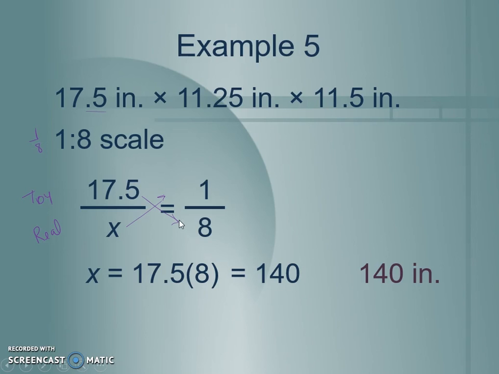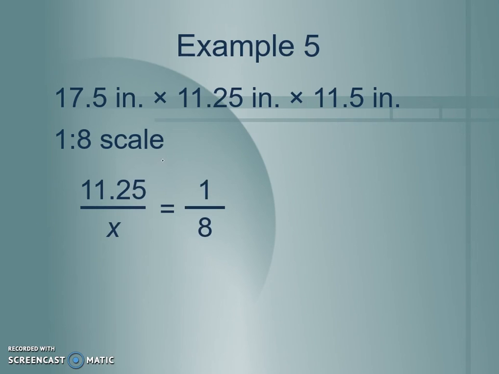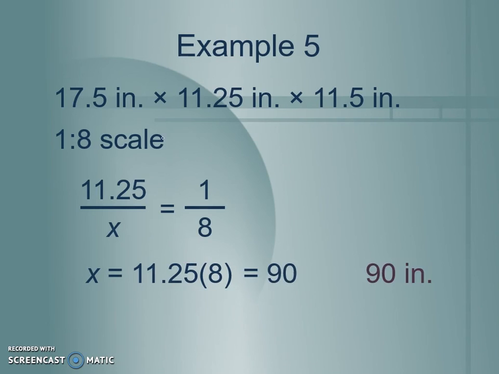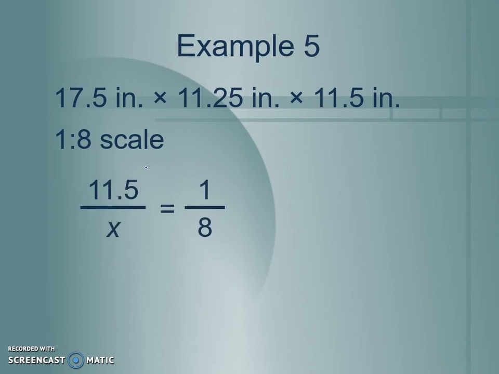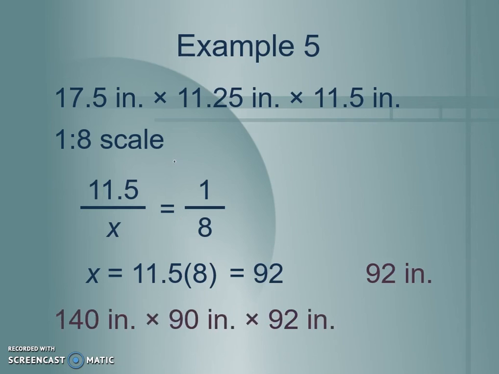Now we need to do the same thing for the 11.25 side and the 11.5 side. So we'll solve with cross multiplication. We get 90 inches. And for the third one, 11.5, using our cross multiplication again, we get 92. So the actual dimensions are 140 by 90 by 92 inches.